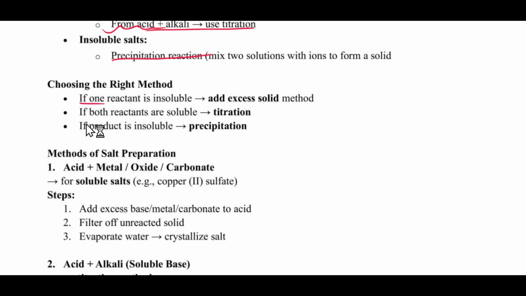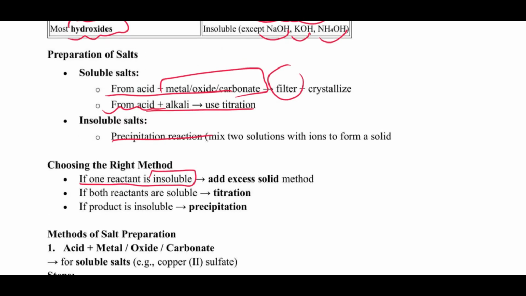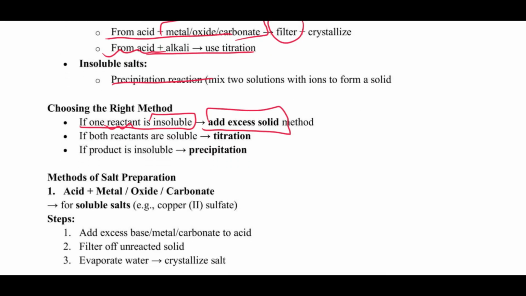If one reactant is insoluble, for example, if an acid is reacting with a metal oxide and that metal oxide is not soluble in the acid, what method will you use? And the product is soluble, okay? So your product is soluble, but one of the reactants is insoluble. Then you will use the add excess solid method. What does it mean? You will add more of that reactant which is insoluble, okay? And then later you can filter it out. So I can show you it in more detail. First method, add excess solid method.